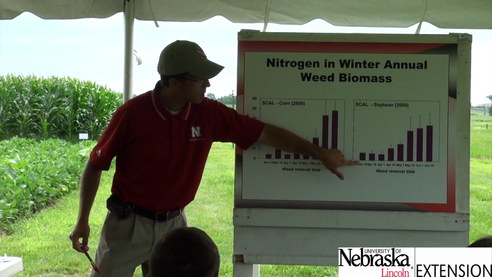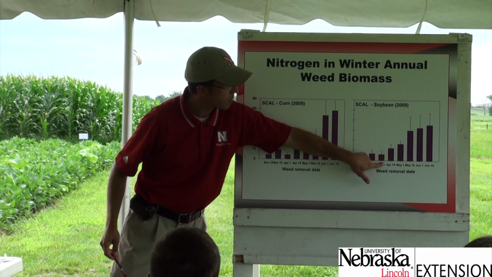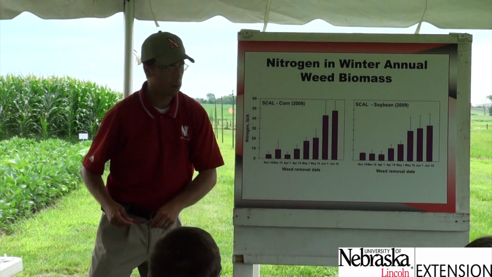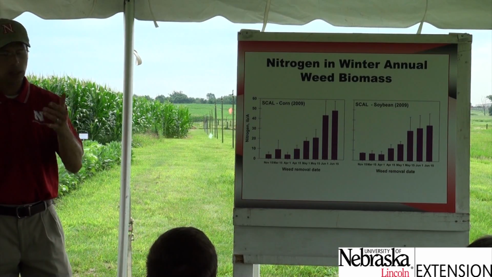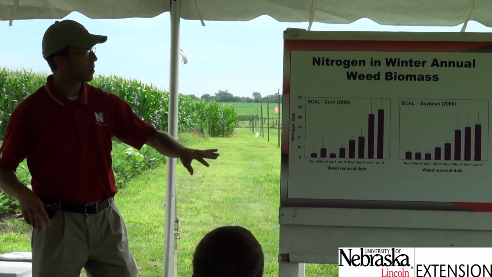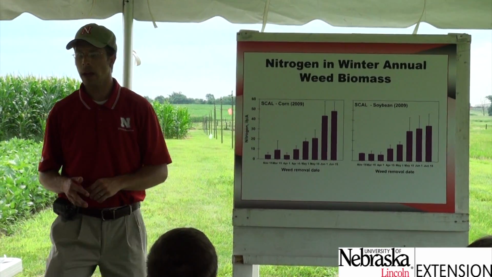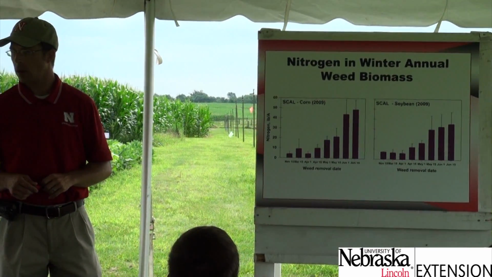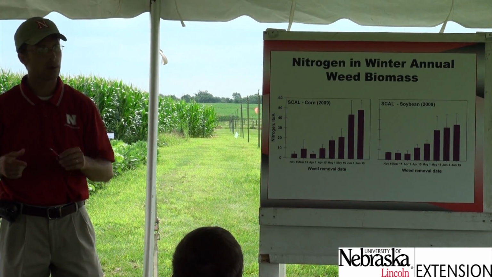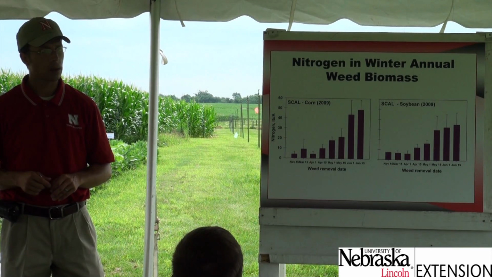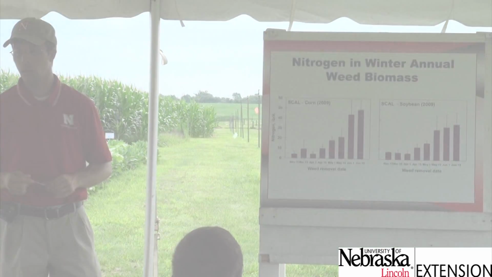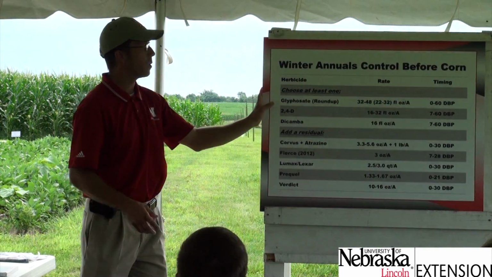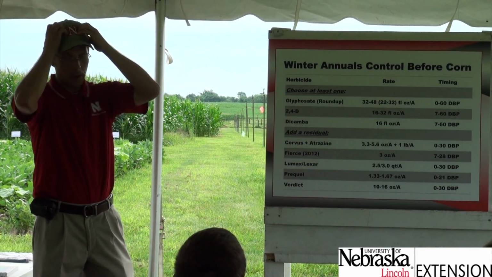Okay, similar story in soybeans. It's pretty flat. It starts to go up in mid-April and then it peaks in the June time. So one of our thinkings is, in addition to light, which is challenging to measure, we're also taking a lot of nitrogen that would be readily available for the crop right at the beginning. We're tying it up in winter annual wheat biomass, and then the crop gets off to a slower start. There's less total nitrogen available. Okay. So winter annual control before corn.